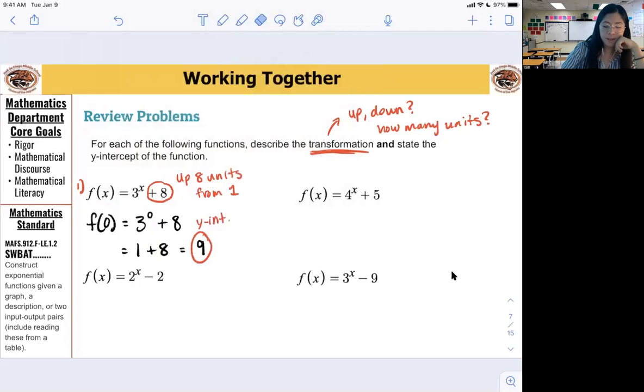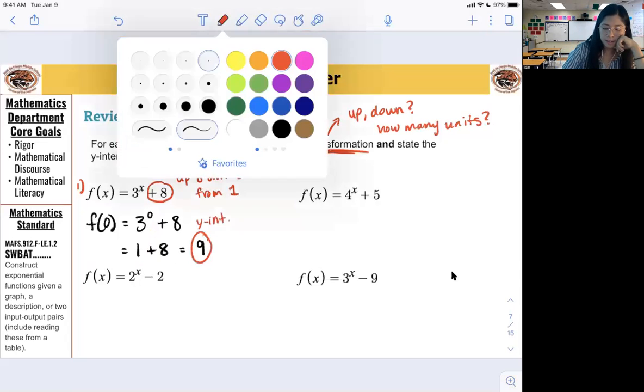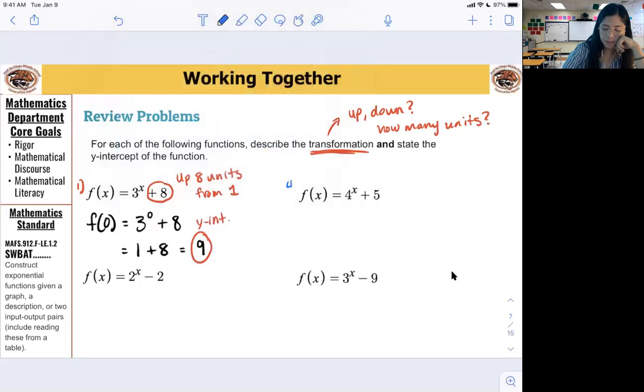So try number 2, number 3, and number 4. Now that we understand how to do these, it should be pretty easy. Tell me the transformation, and then tell me what the y-intercept is. Take about a minute.